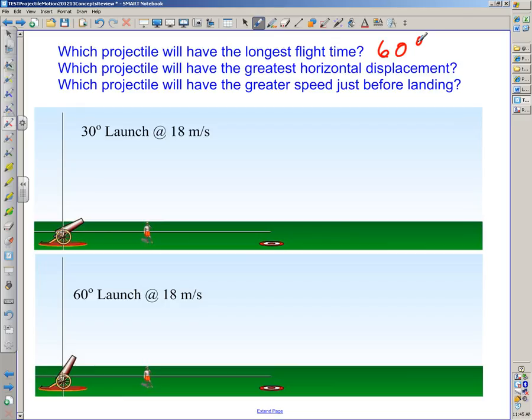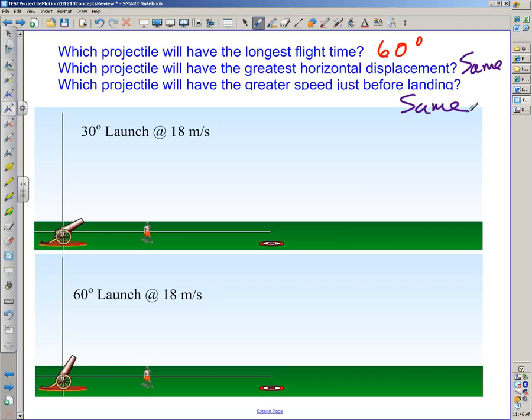Second question, which projectile will have the greatest horizontal displacement? Kind of a trick question, but if we deal with landing at the same level, their horizontal displacement will be the same. Which projectile will have the greater speed before landing? Again, kind of a trick question, but they will have the same speed.